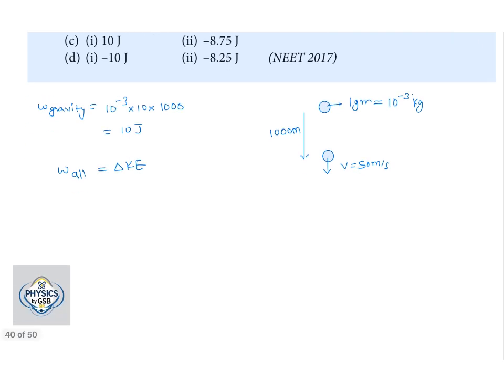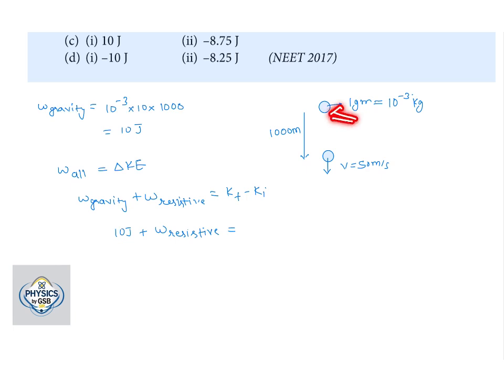So what is work done by all the forces? I know work done by gravity plus work done by resistive force should be equal to change in kinetic energy of the raindrop. Because only two forces are acting on this raindrop. One is gravitational force, whose work we have calculated. It comes out to be 10 joules. And the other is resistive force, that is air resistance. And that should be equal to change in kinetic energy of the raindrop.